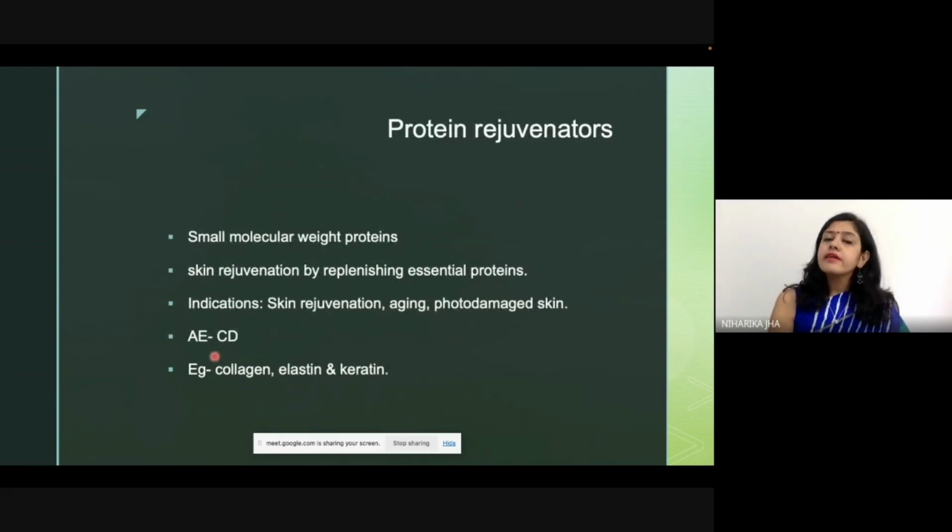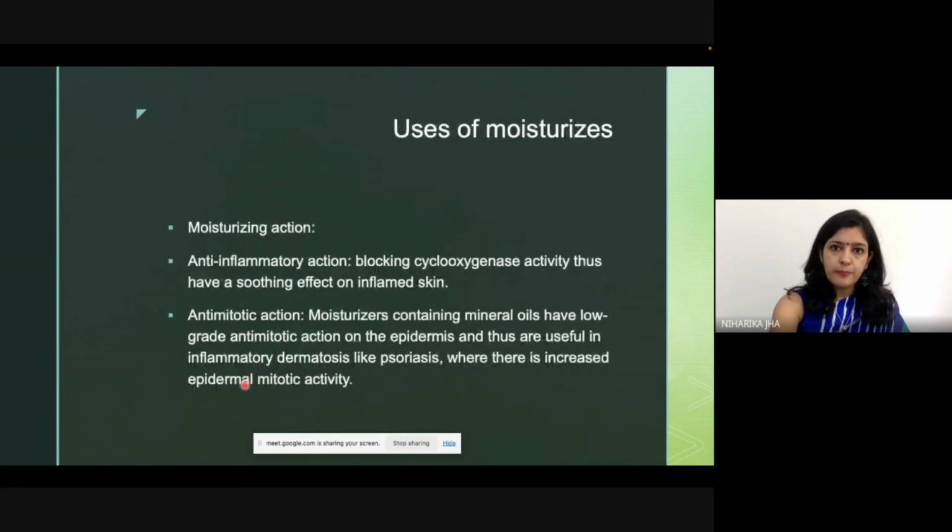The last category of moisturizers includes rejuvenators, which are basically small molecular weight proteins which are used in aging skin for skin rejuvenation. It is made up of collagen, elastin, and keratin.